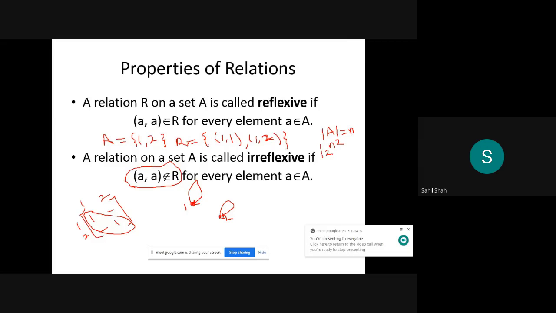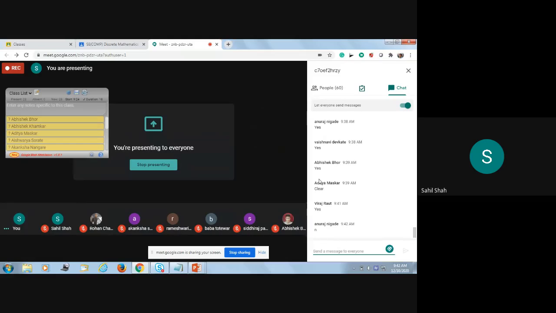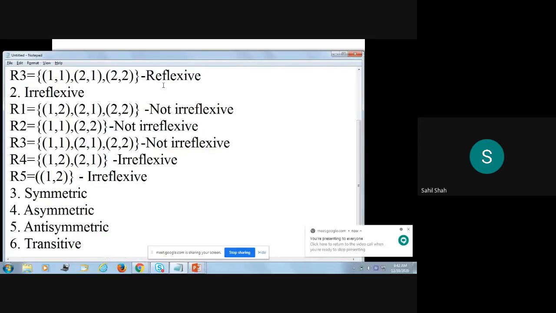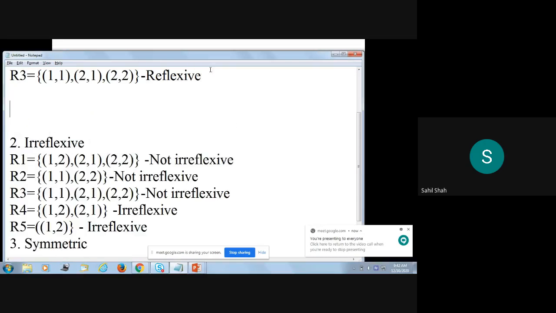Some of you may think that this is the number of reflexive relations. No, I am saying that 2 to the power n square is the total number of binary relations possible. Out of these, how many will be reflexive? That is my question. No, n is wrong, Anuraj. Think of it. Total number of relations which are reflexive, how many are reflexive?